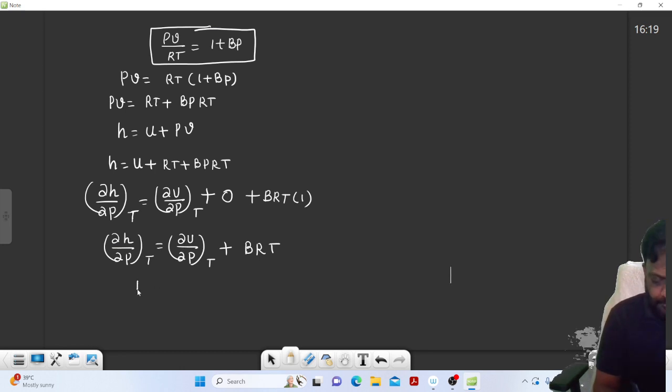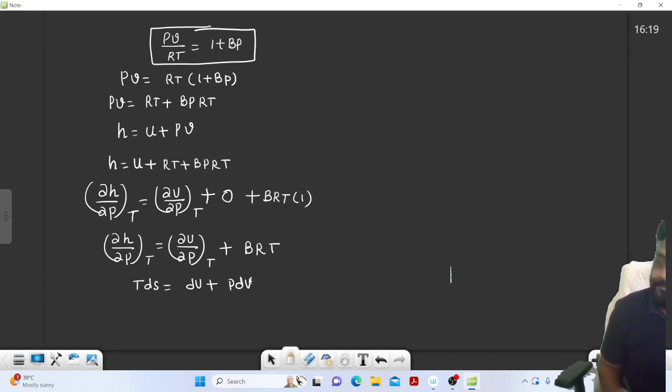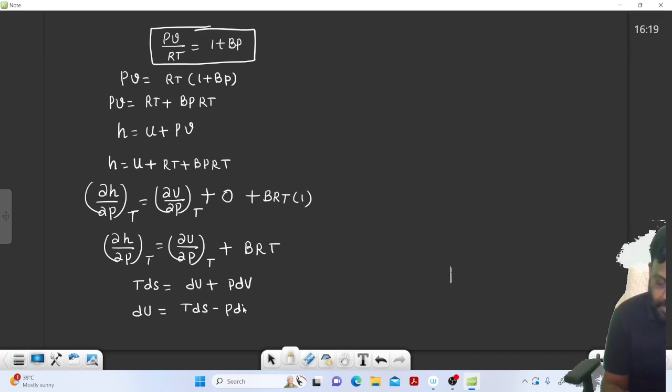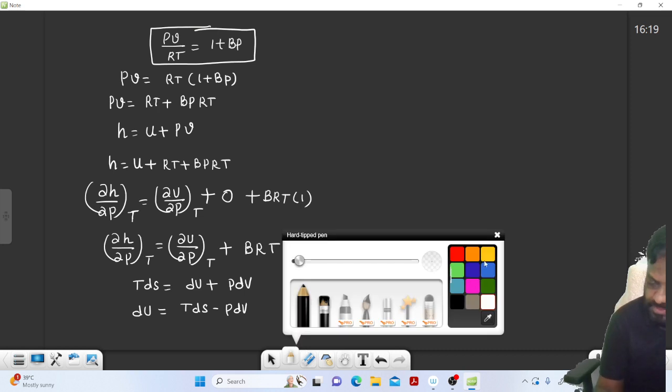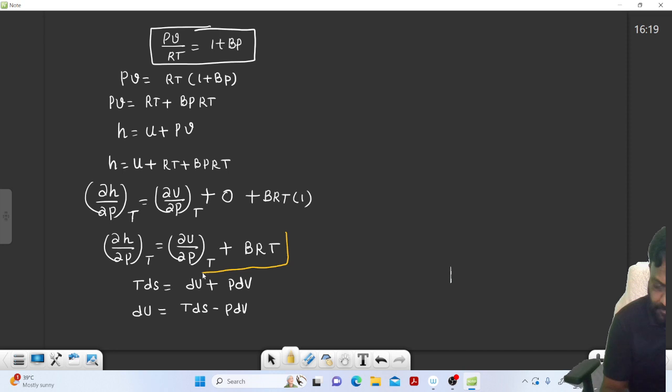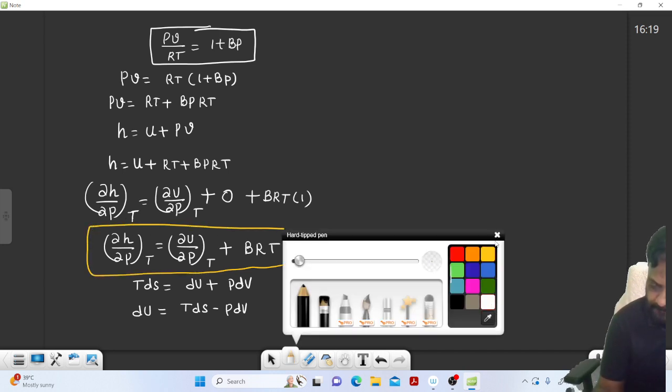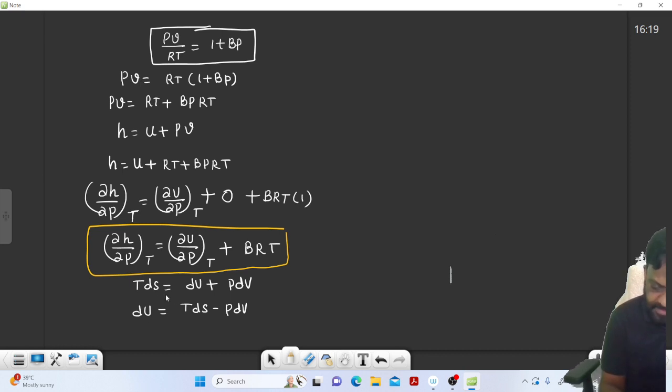TdS is equal to dU plus PdV. Okay, or dU is equal to TdS minus PdV. Now keep focus on this equation, sir, because I have to use this. TdS is equal to dU plus PdV. dU is TdS minus PdV. Okay, no problem at all.